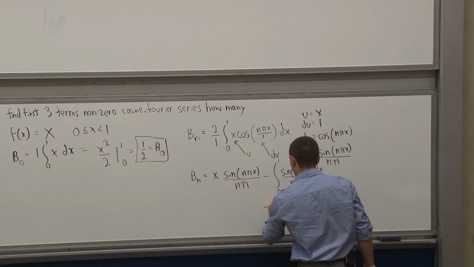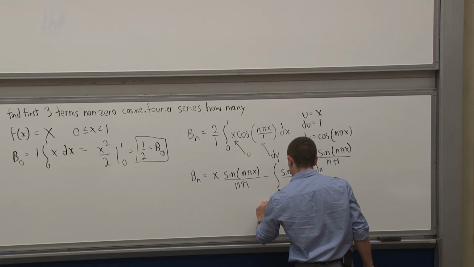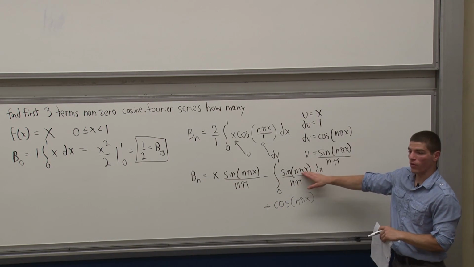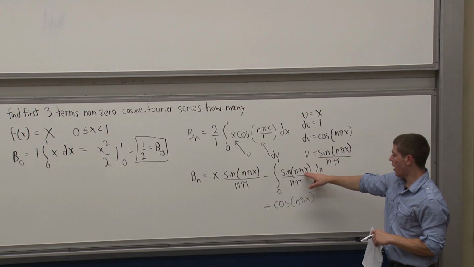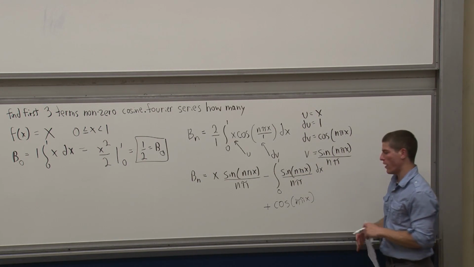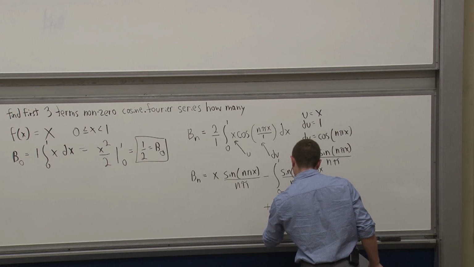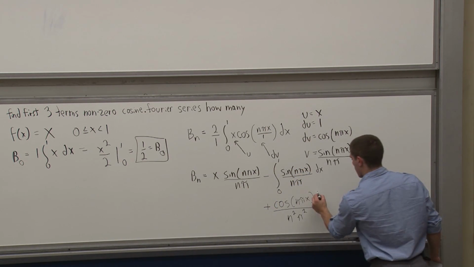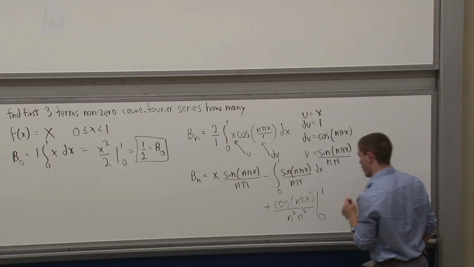You could have negative sine. So this turns into a plus. Or negative cosine, sorry. Cosine of n pi x. And since it's going to be another integral, it's going to be over another n pi. So you could just turn this n pi in the bottom into an n pi squared, or n squared pi squared, however you want to write it. And this is going to be from 0 to 1, just like that.